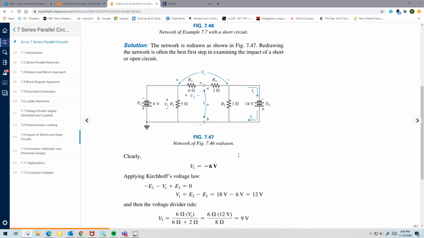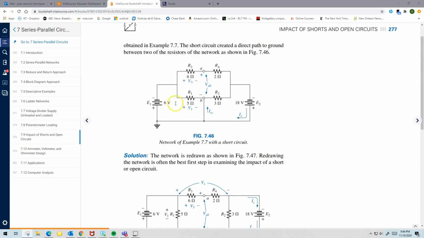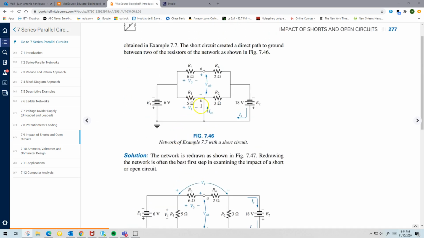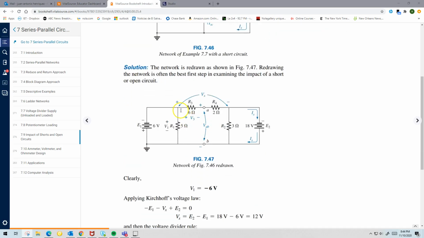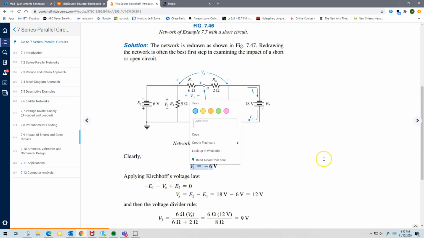So now V1 is going to be, where's V1? V1 that they're looking for is here. So V1 is going to be the voltage across R5. But now, since it's grounded, it's right in parallel with the 6-volt source, except for the polarity. So V1 is going to be minus 6 volts. You notice that right away.